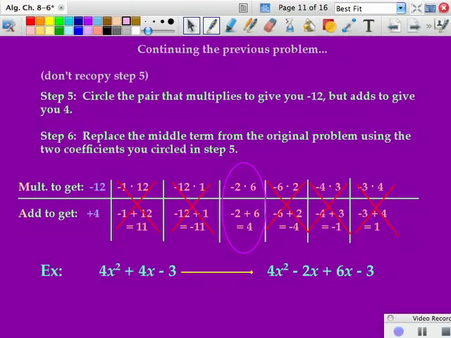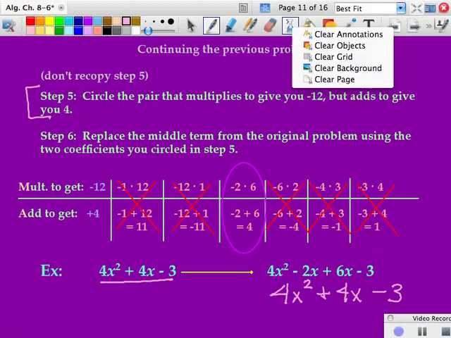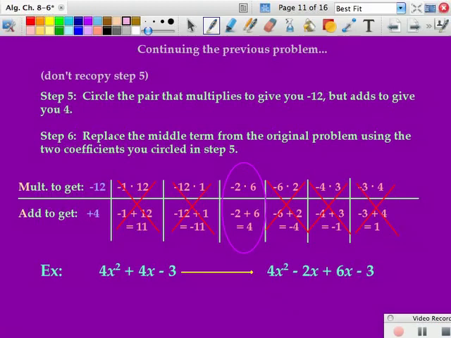Now, replace the middle term from the original problem using the two coefficients you circled in step 5. We circled those, remember, this was the one we wanted. We have our original problem here, and we replaced it to have 4 terms. Now what you'll notice is that if you were to simplify this, you would end up right back at our original problem. So all we're doing is just rewriting it so that we have 4 terms, which means now we can do our grouping, which we already know how to do, right? So here's our 4 terms, and now it's just what we've already done before.